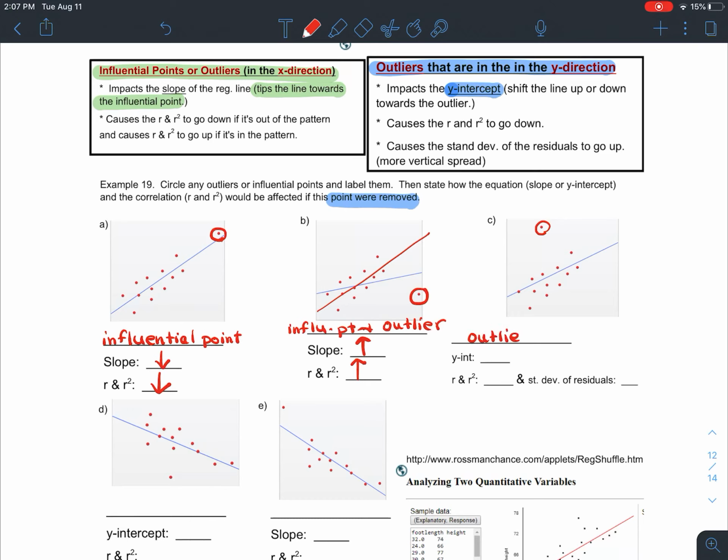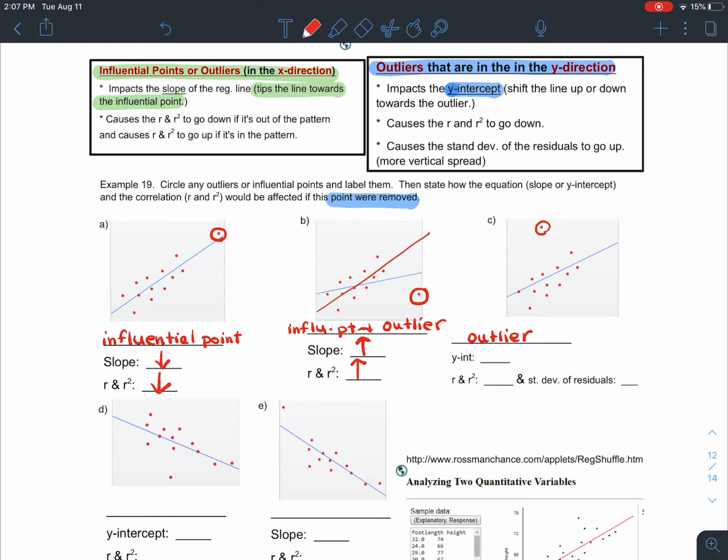Okay, and let's look at example C. This will be our last one that we'll look at. Here we have this point right here. Now, it's not on the far left or right, so I'm not going to call this an influential point. I will call it an outlier, though, because it's in the middle. Anytime it's in the middle and not on the ends, this point is dramatically impacting the y-intercept. So if I were to remove that point, we want to ask ourselves, how do we think that would change this line?